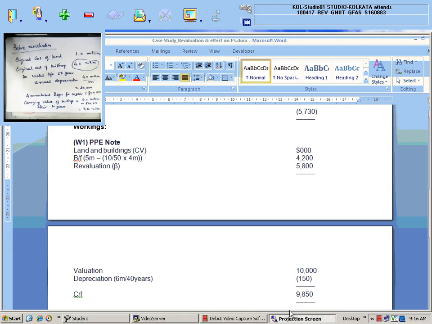Now when the property was revalued, it was revalued at 10 million: 4 million for the land, 6 million for the building. The useful life estimate is unchanged. So the building has 40 years of remaining useful life. So that 6 million, the revalued amount of the asset, has to be depreciated over 40 years. So the annual depreciation will now be 150,000 instead of 80,000.